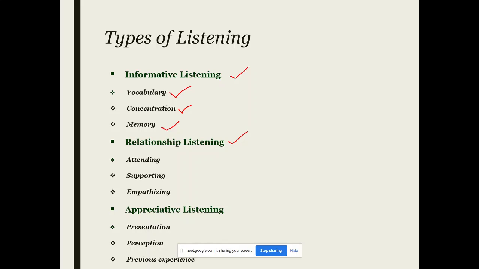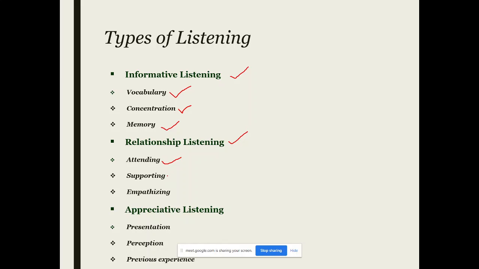So what are the skills involved in this kind of listening? The first one is attending. If somebody is crying, if somebody is sobbing, if somebody is calling for your attention, we must attend to him or her. The first thing is that we must know how to attend, how to take charge of his or her mind, how to make him or her feel comfortable, and only then will he or she be able to share feelings and emotions with you.